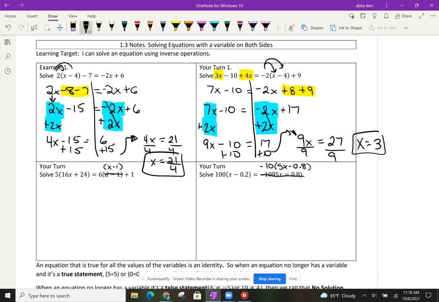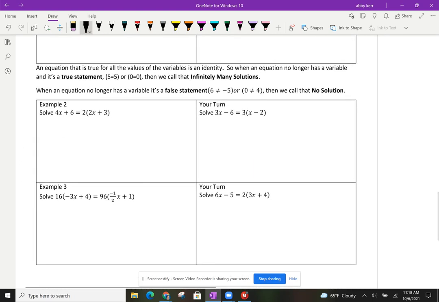So really what's highlighted in blue is the new step. And then down here, example 2 and example 3. This is a new idea, infinitely many solutions and no solutions. So infinitely many solutions is the answer if you get a true statement. And if you get a false statement, the answer will be no solution. So what do I mean by that? If I simplify this equation and distribute, I'm going to get 4x plus 6 on both sides.